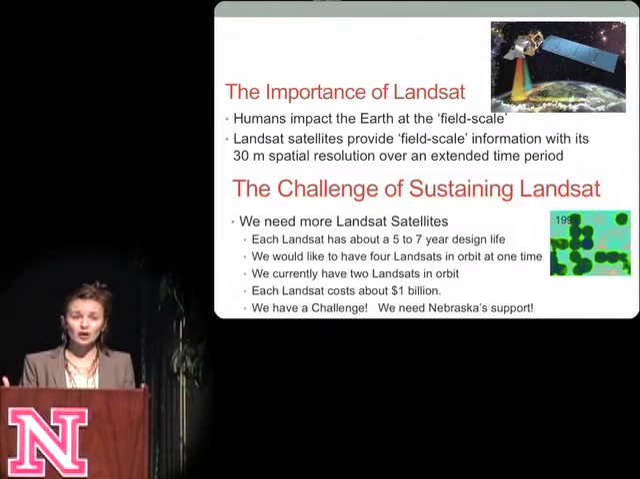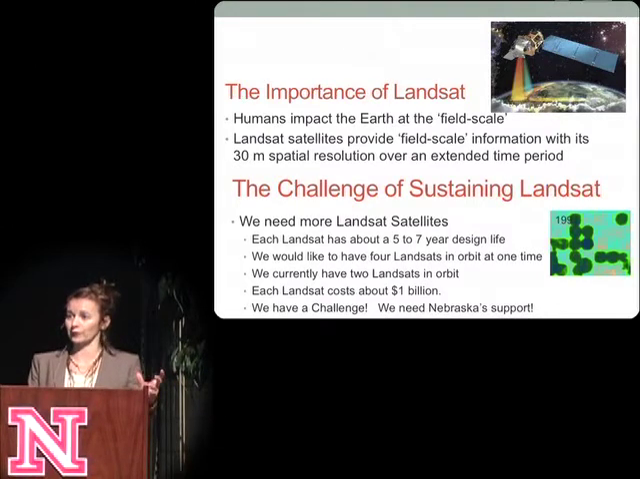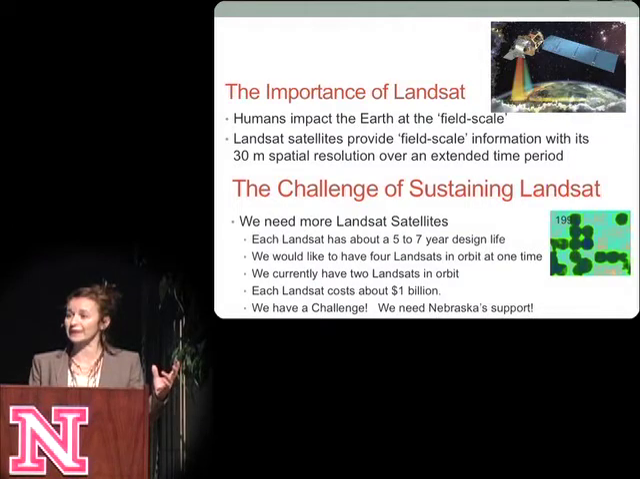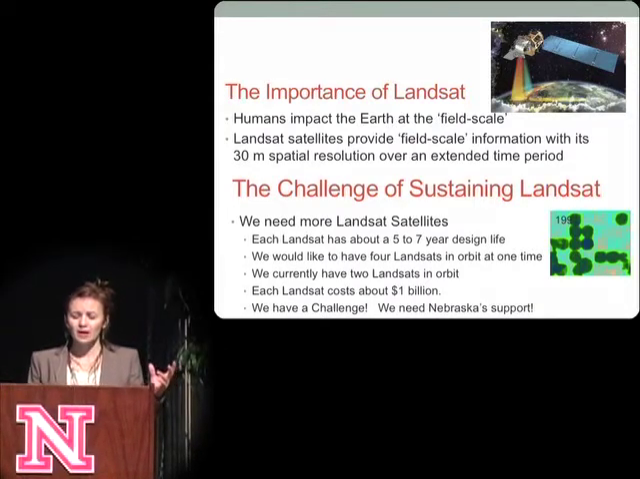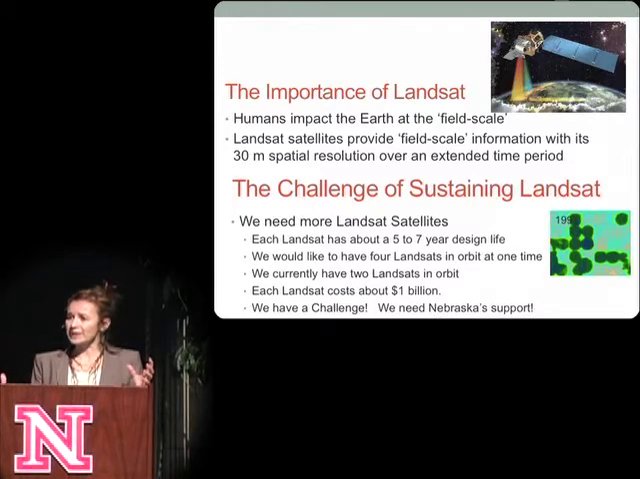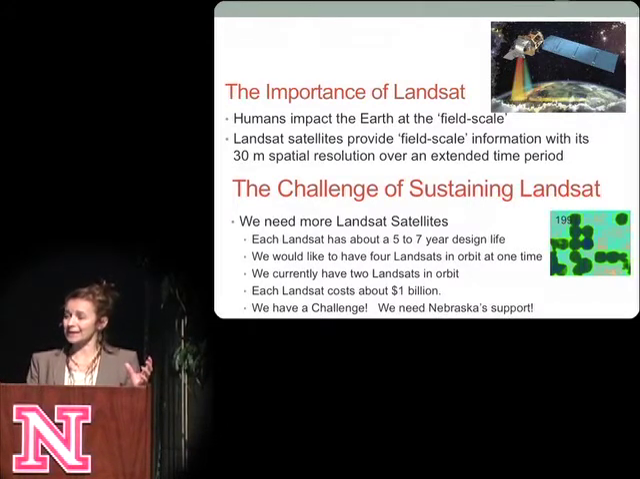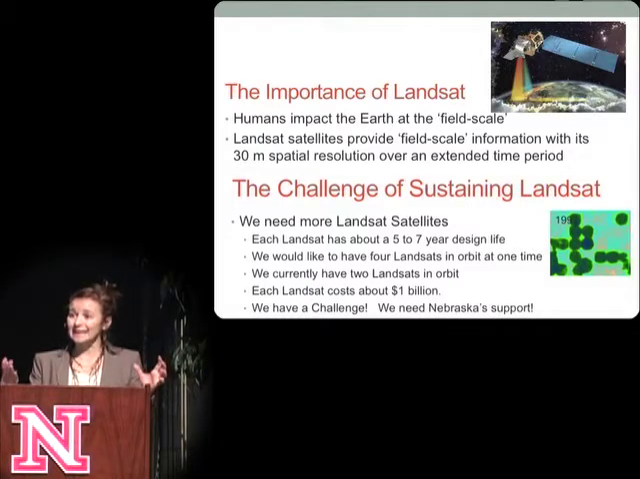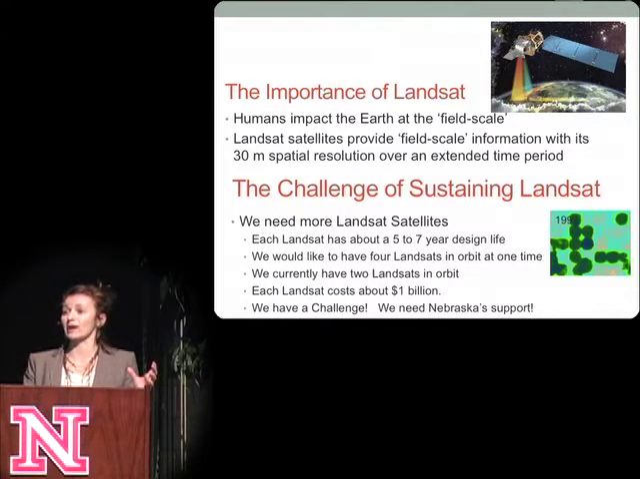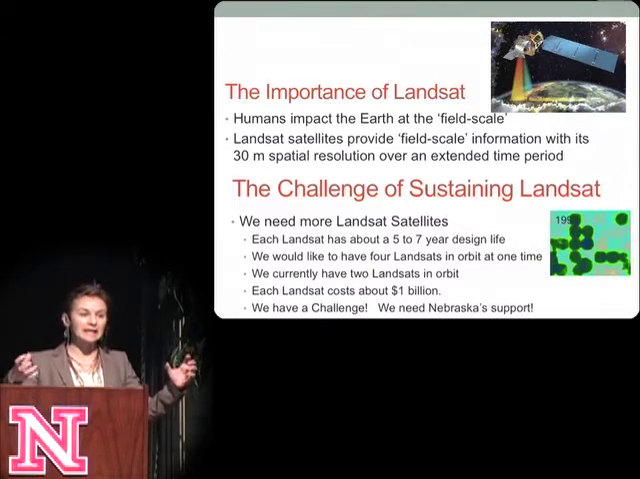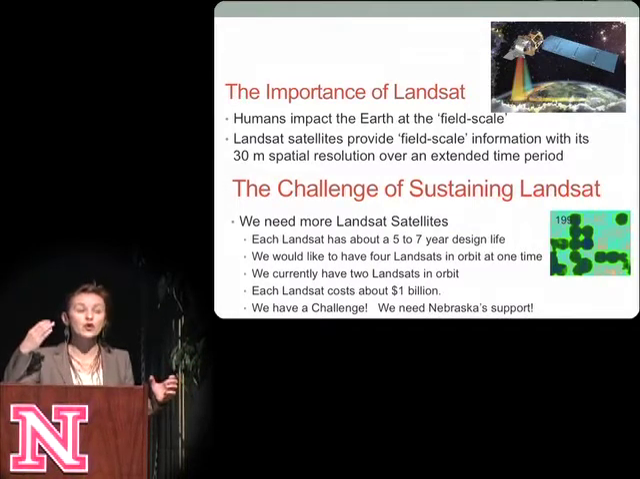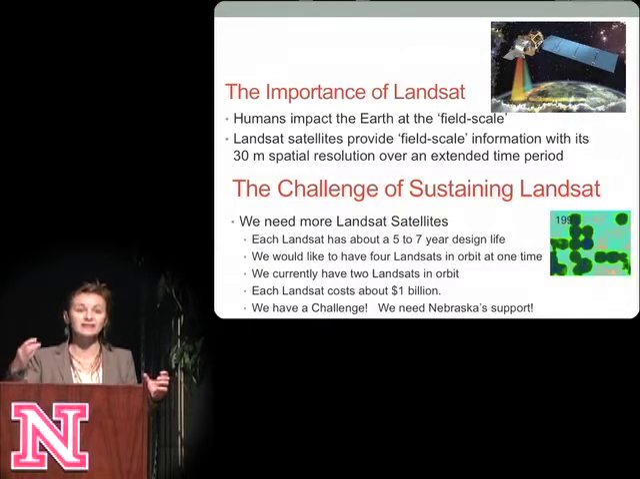Again, one reason, because when we design these satellites, the design life of these satellites is only from 5 to 7 years, except Landsat 7 and 5. And we have images from Landsat every 16 days, and we might get clouds. So one satellite in orbit is not enough for our natural resources. We need more than one. We need 4 satellites so that we can really mitigate the clouds and really look at the impact of human activities at the field scale.